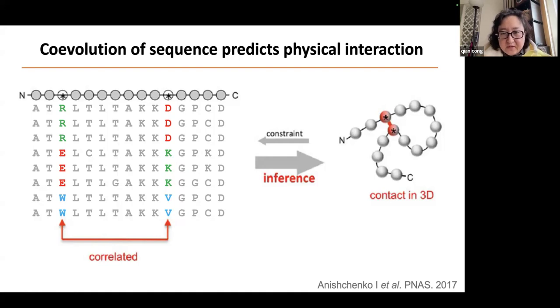If two positions are close to each other in the 3D space, then they will influence each other in the course of evolution and result in this phenomenon called coevolution. And if you do observe coevolution between positions, you can use this signal to predict which residue pairs would come close to each other in 3D space. This is useful information for 3D structure prediction and for protein-protein interaction prediction.